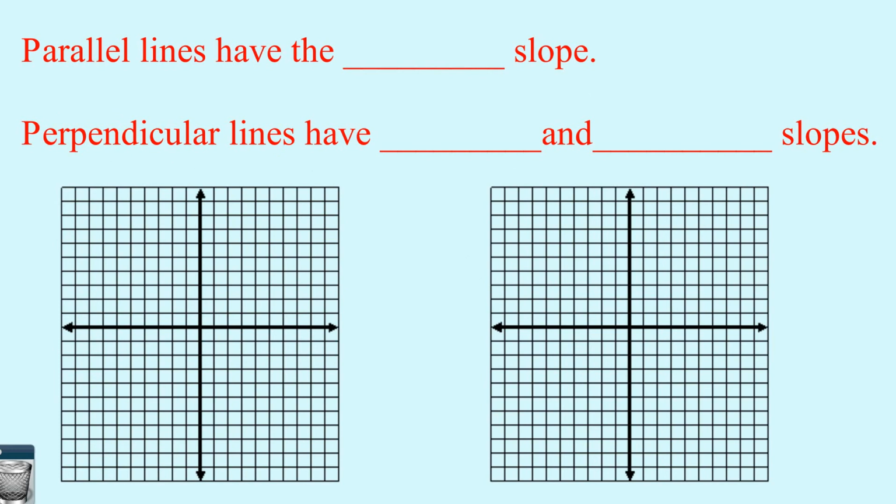All right, so let's talk about parallel and perpendicular now. All right, hopefully you remember. All right, parallel lines are going to have the same slope. And perpendicular lines are going to have the opposite reciprocal.